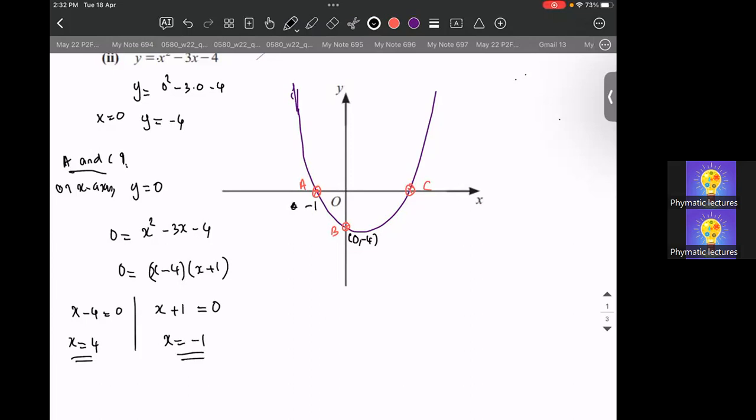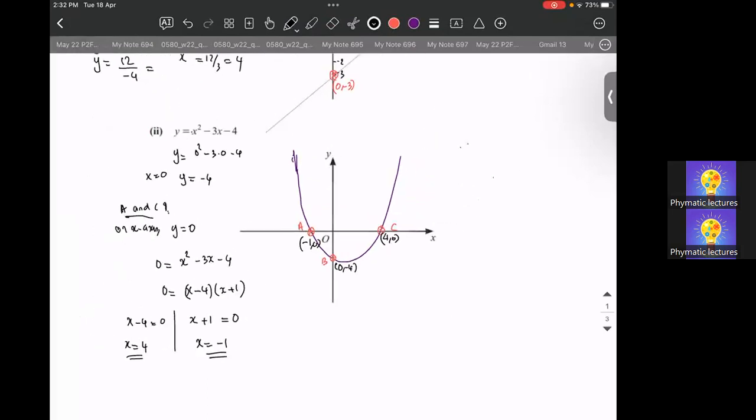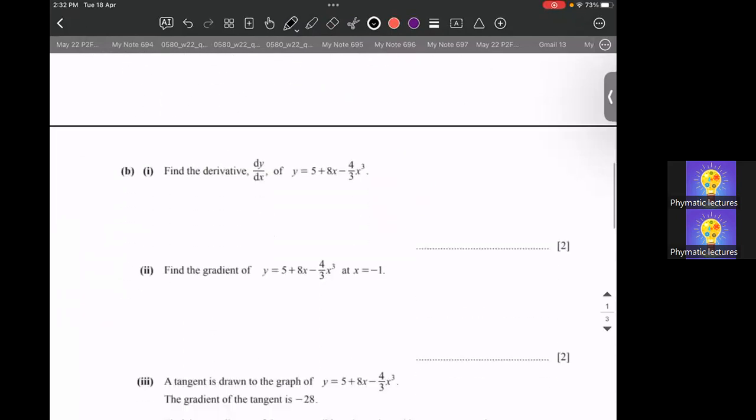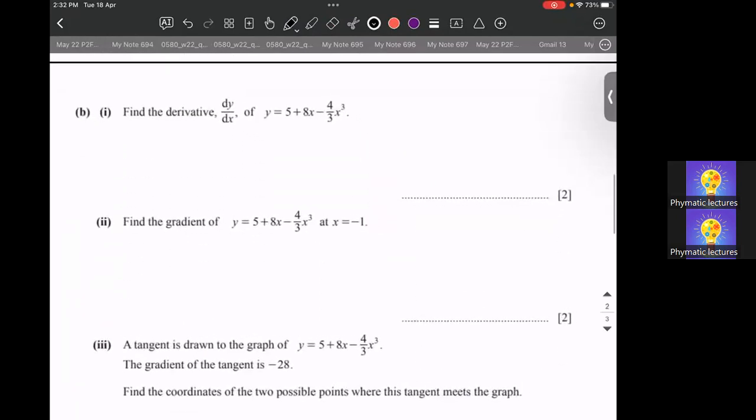So that's why we can say it is -1, 0. This is 4, 0. Hence, we have completed these two questions. (-1, 0), (4, 0), and (0, -4) are the points of intersection. Hope you got it. Now, next question.